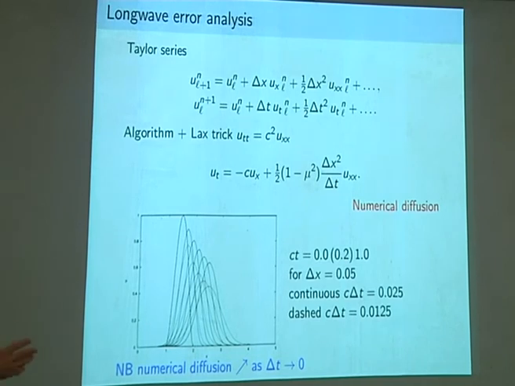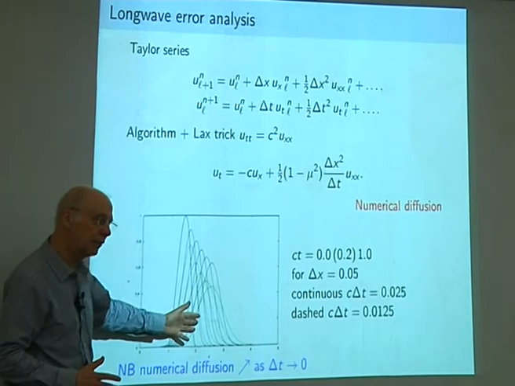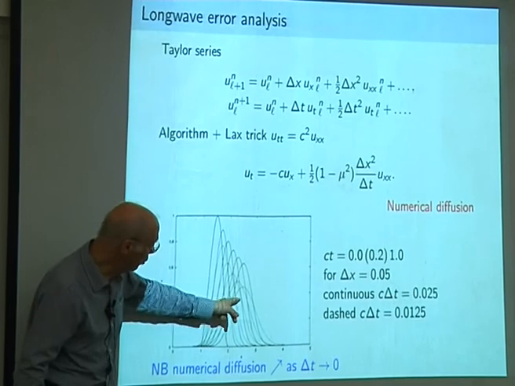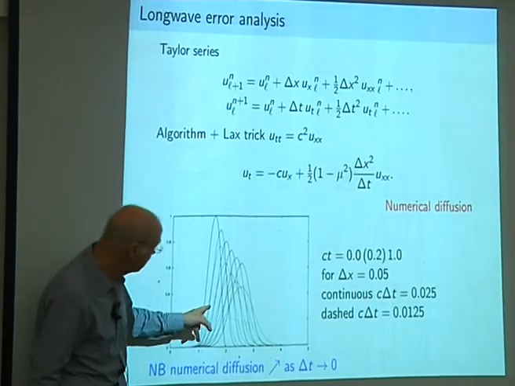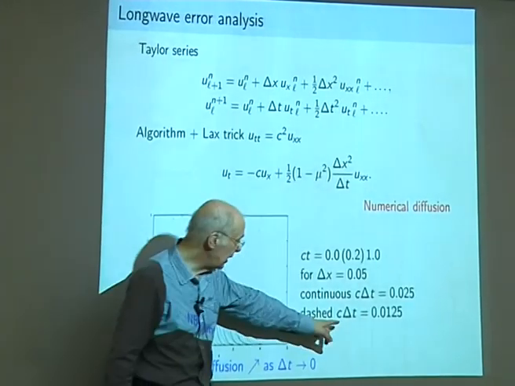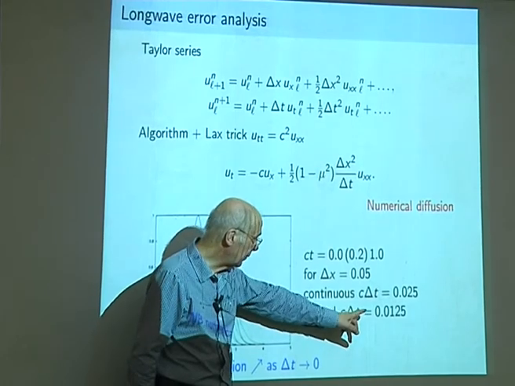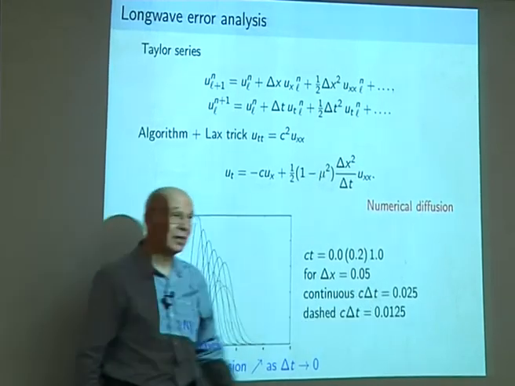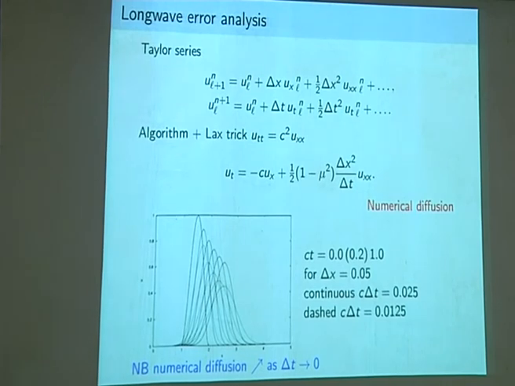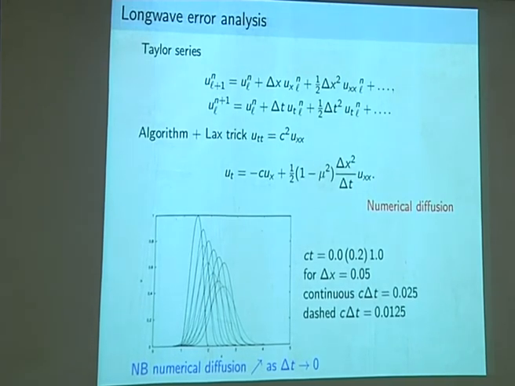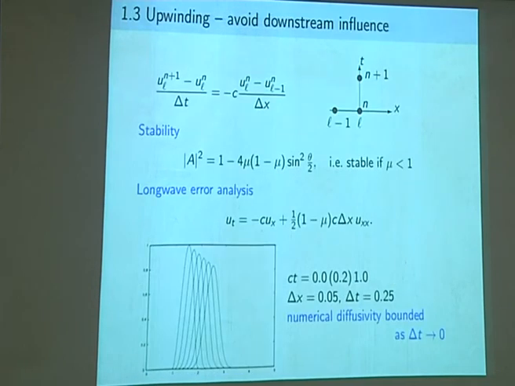So if you stare at this graph, there are 2 sets of graphs, and the smaller one, the dashed curves, has a time step which is half that of the continuous curves. So this algorithm damps faster if you have a smaller time step. This is not very good. Okay, so 2 algorithms are not good.